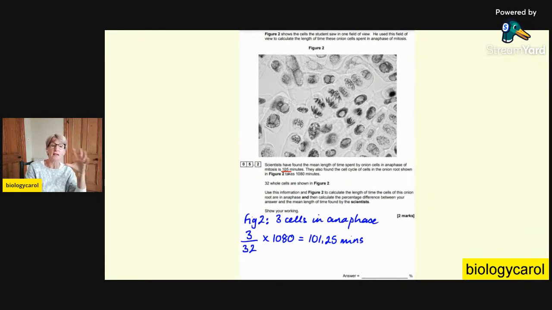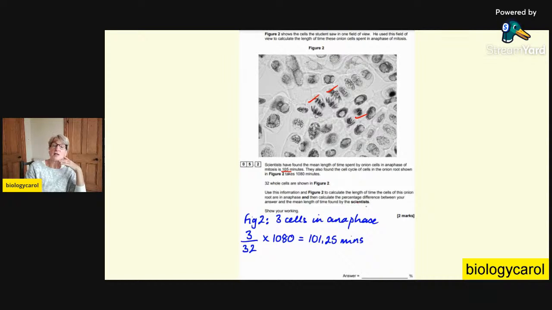So in figure 3, cells are in anaphase. This one here, and this one here. So the fraction is 3 out of 32 times by 1080, which equals 101.25 minutes. That's the first part of the answer.